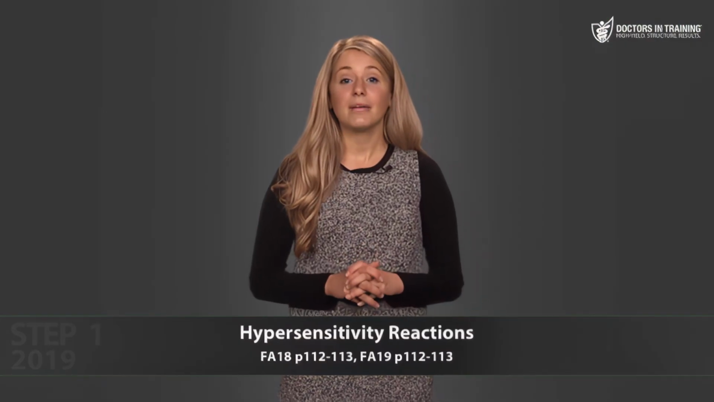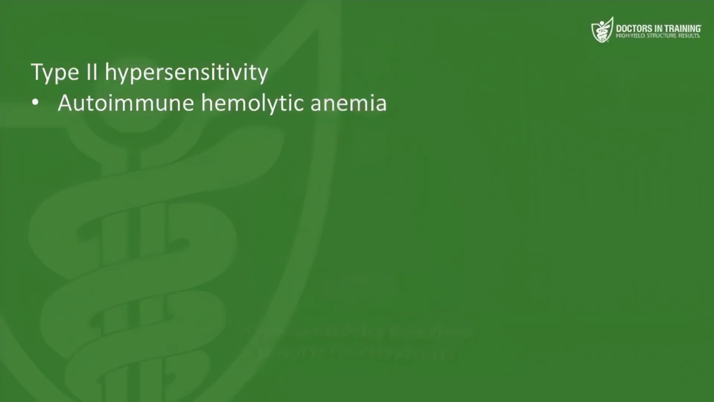Specific examples of type 2 hypersensitivity would be autoimmune hemolytic anemia, where you make autoantibodies that attack your own red cells.